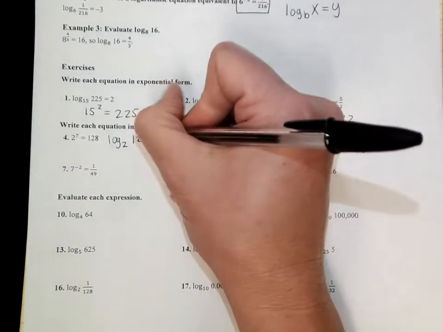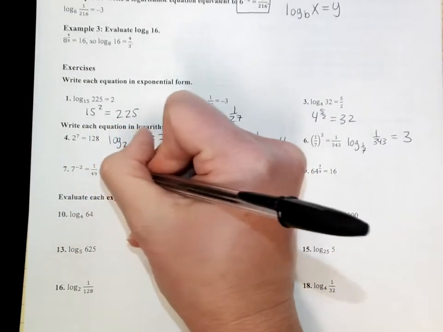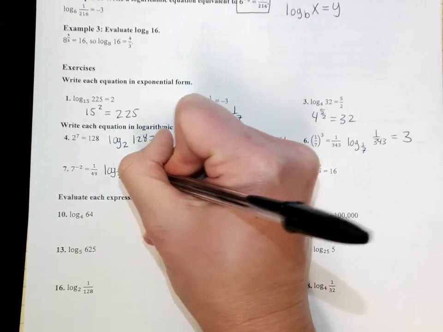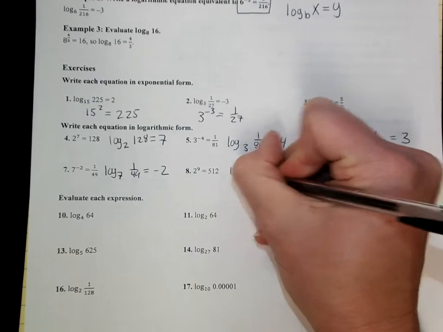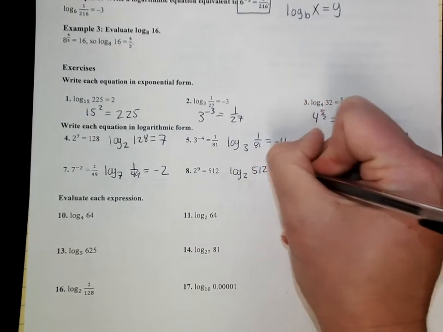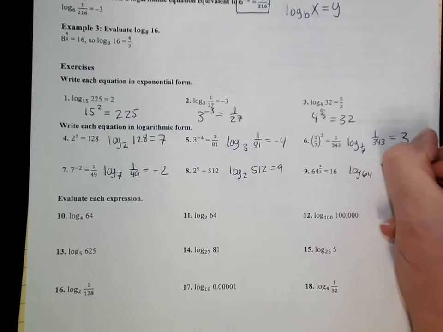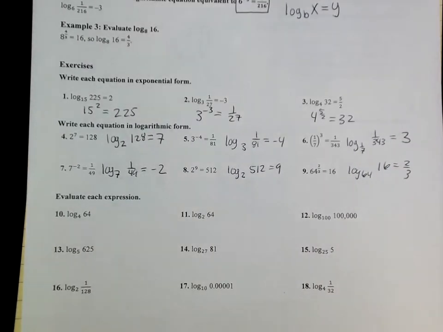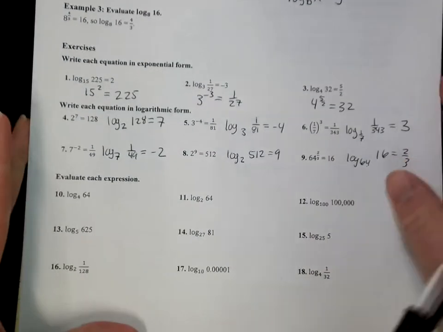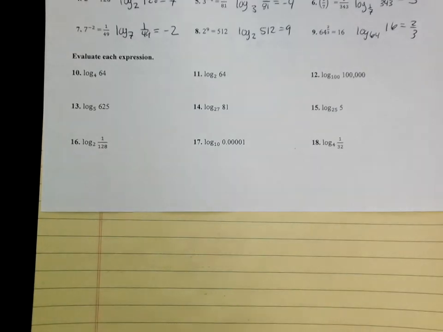I don't even know why I didn't finish this one. That's one thing I would point out. Same thing here, log base 7 of 1 over 49 equals negative 2. Log base 2 of 512 equals 9. Log base 64 of 16 equals 2/3. Pretty easy. Down here, we are going to use that idea to solve some log equations.